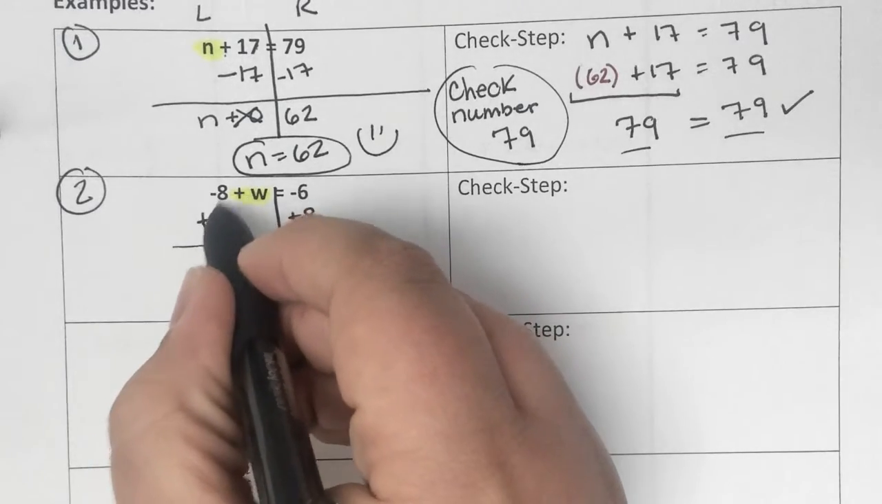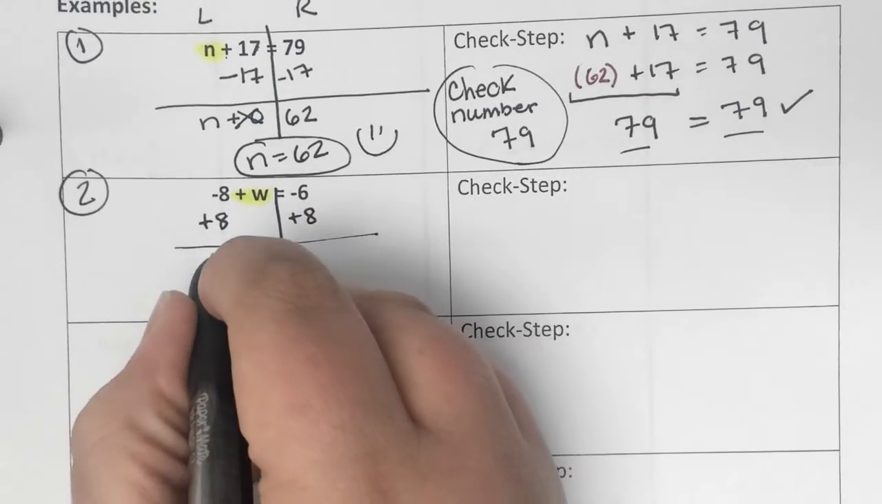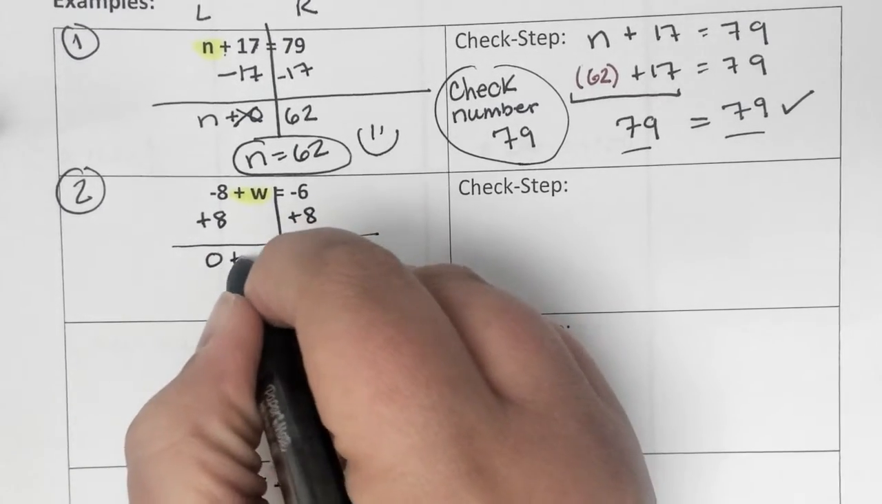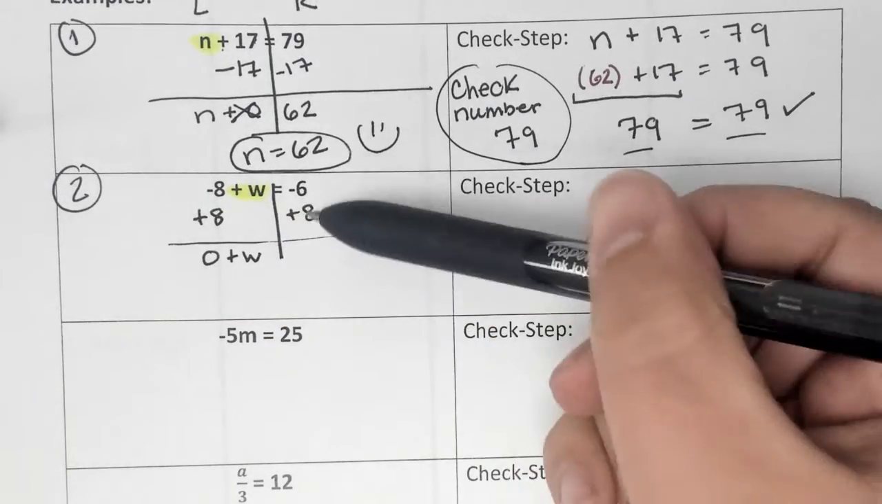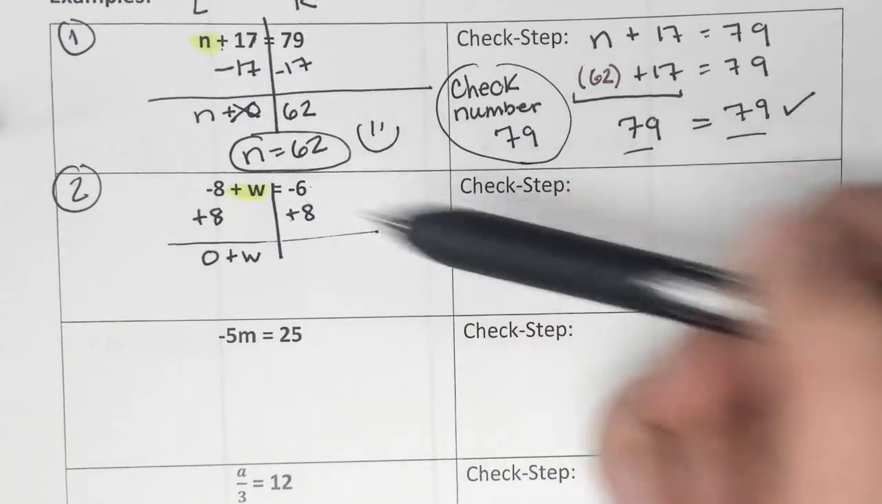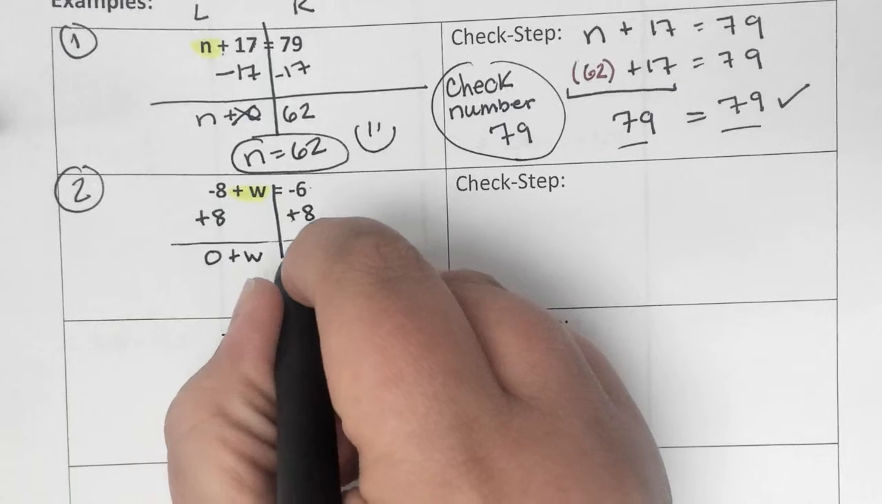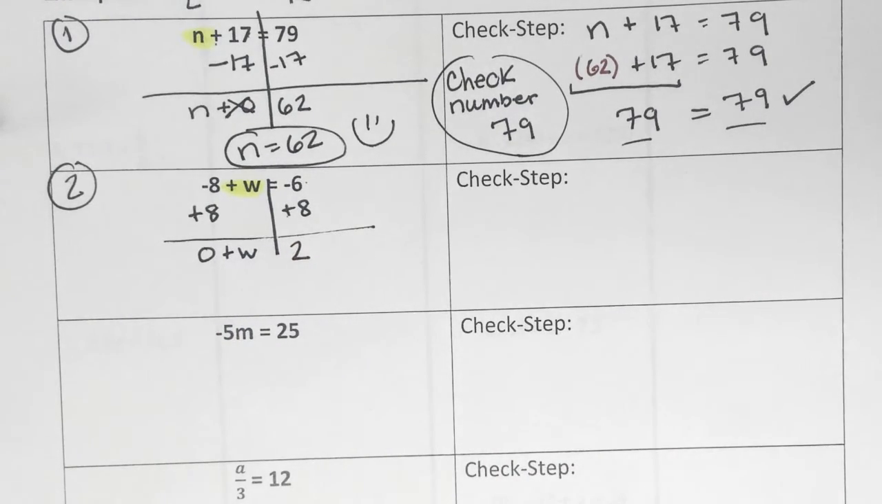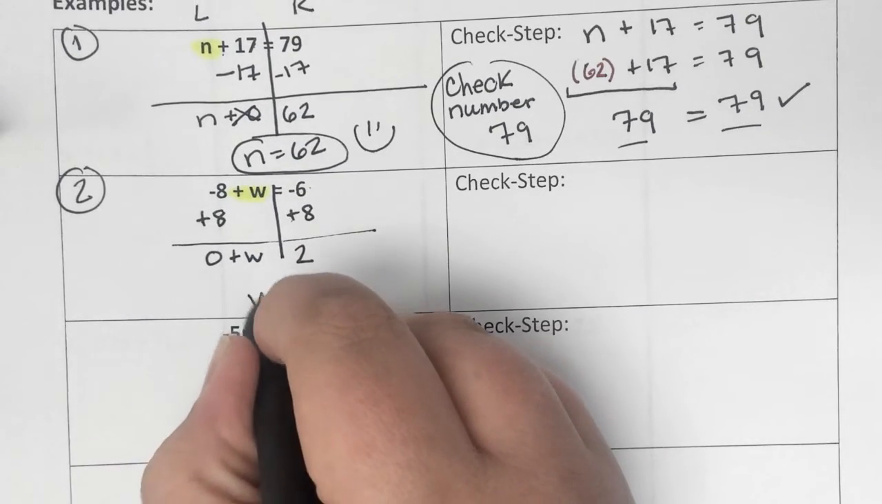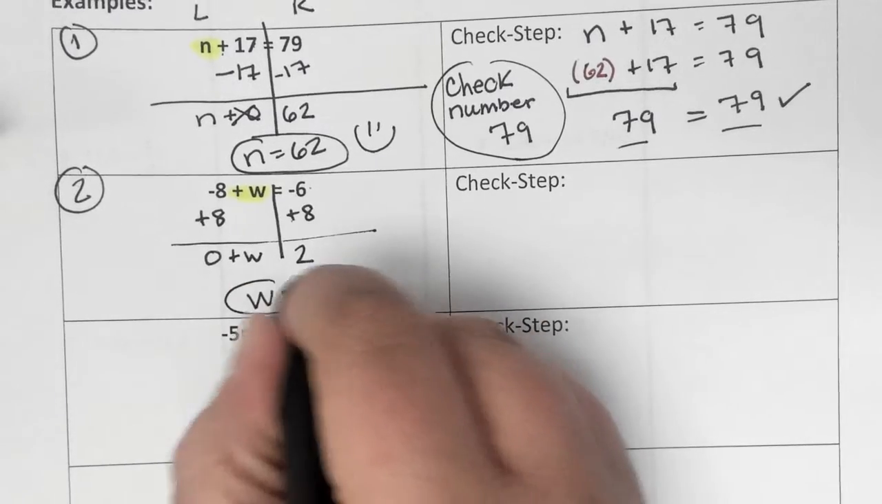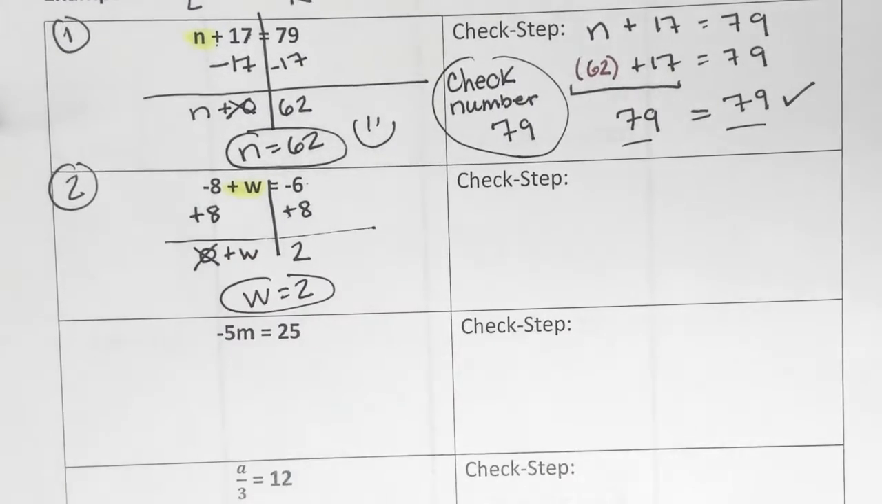Once we do that, -8 plus 8 is 0, and we still have our plus W. On the right side, -6 plus 8 is +2. Now we are left with W equals 2 because we don't actually have to write 0.